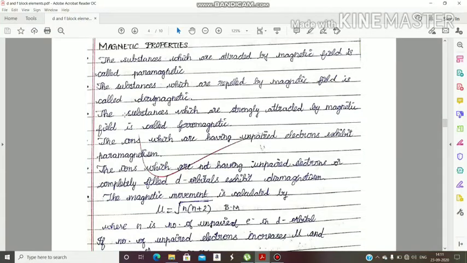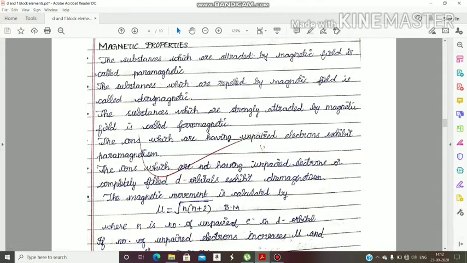Good morning, students. The next topic in d-block elements is magnetic properties. That means these elements exhibit magnetic properties, whether diamagnetic or paramagnetic. Now we are going to discuss that.